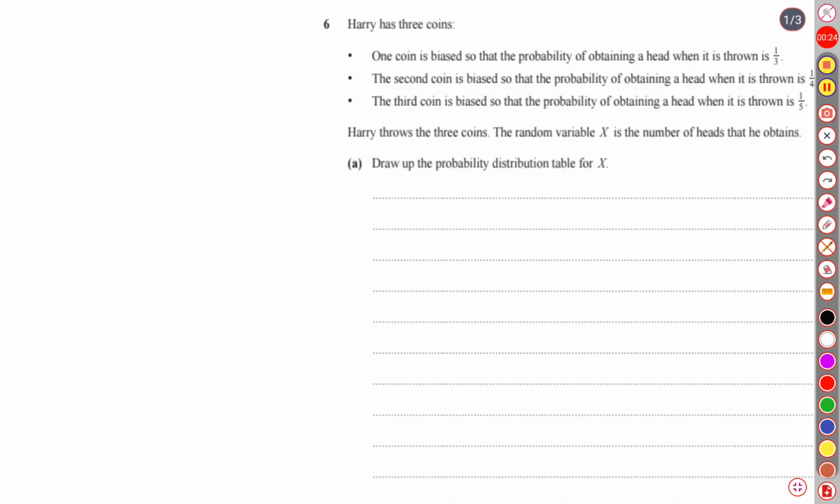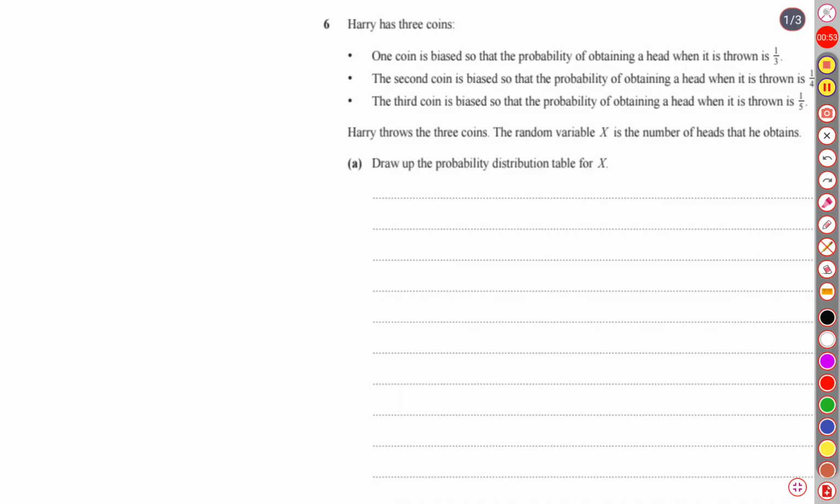One coin is biased so that the probability of obtaining a head when it is thrown is one third. The second coin is biased so that the probability of obtaining a head when it is thrown is one fourth. And the third coin is biased so that the probability of obtaining a head when it is thrown is one fifth. Harry throws all three coins together.